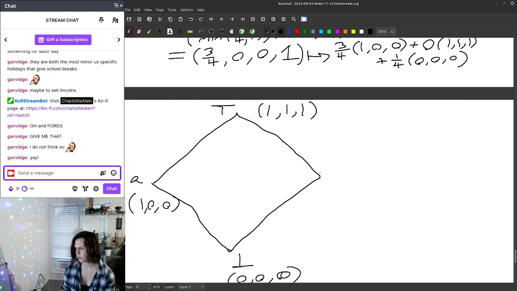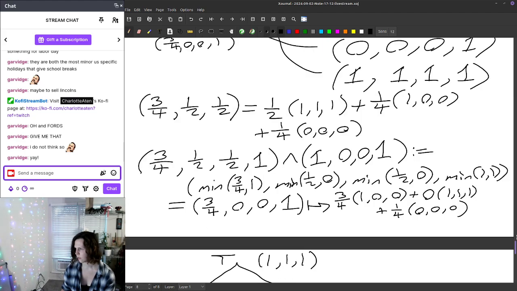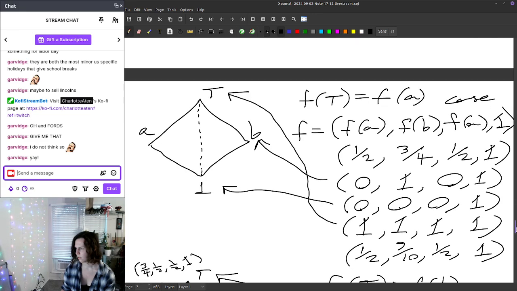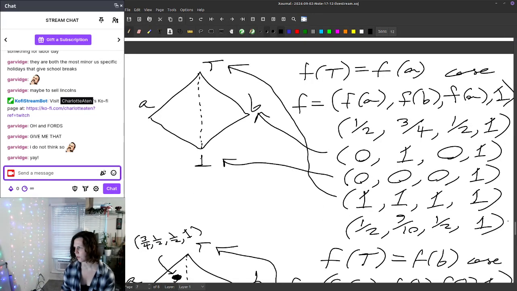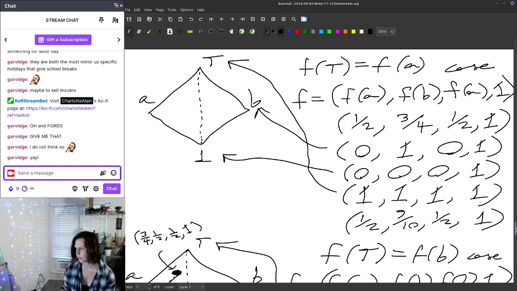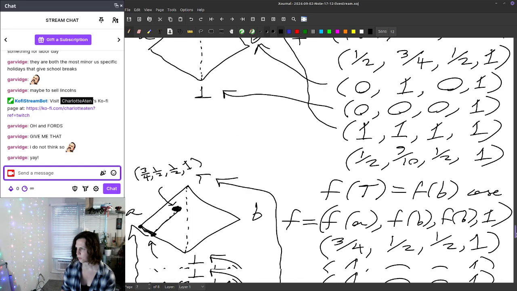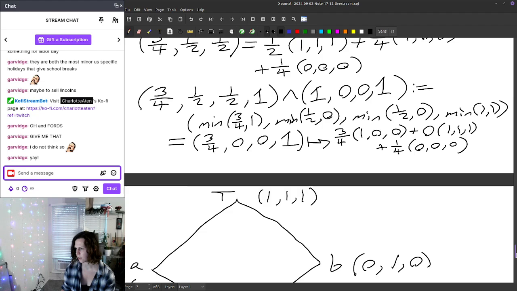And then we also have the element B, which we think of as 0, 1, 0. Okay, I guess we also don't really need to include the value of the top element either, since we can deduce it from this. But let's just leave it for now.